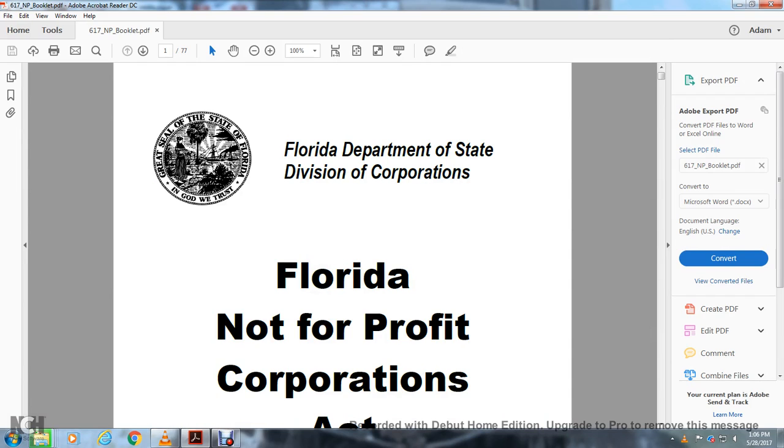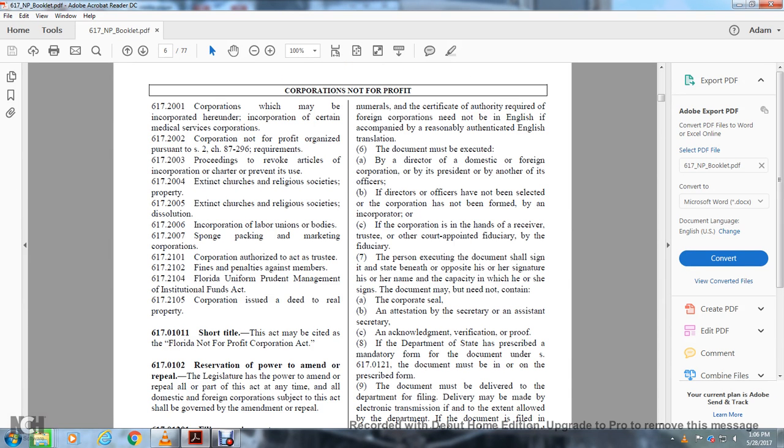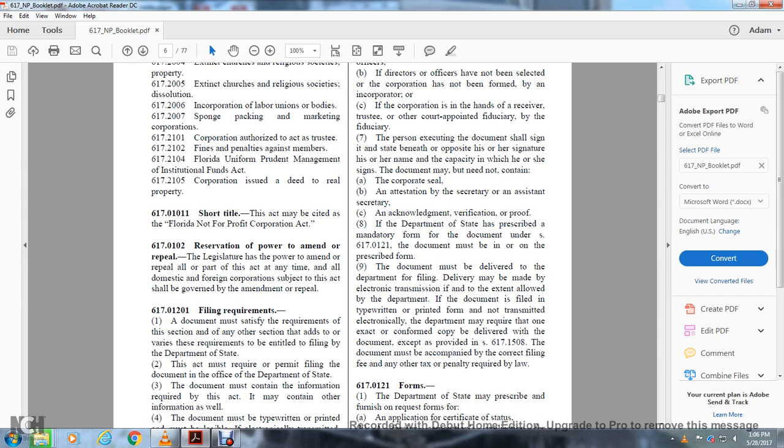All right, Florida Department of State, Division of Corporations, Florida Nonprofit Corporation Act. We'll start reading. 617.1011: This act may be cited as the Florida Not For Profit Corporation Act. Reservation of power to amend or repeal: the Legislature has the power to amend or repeal all or part of this act at any time.